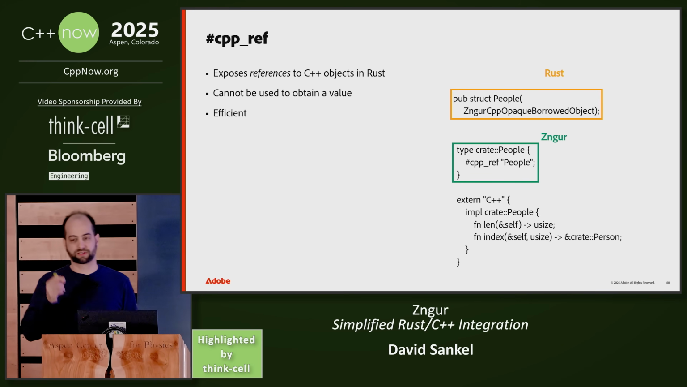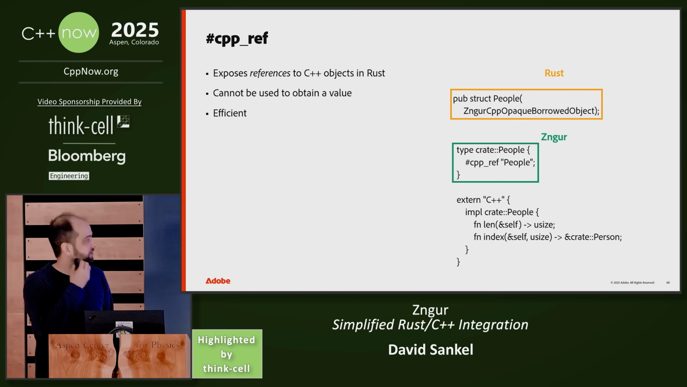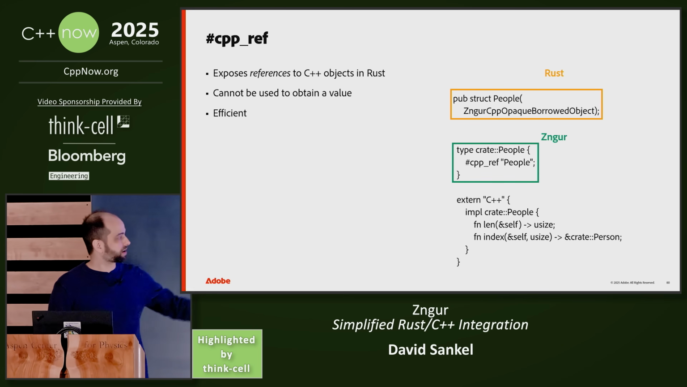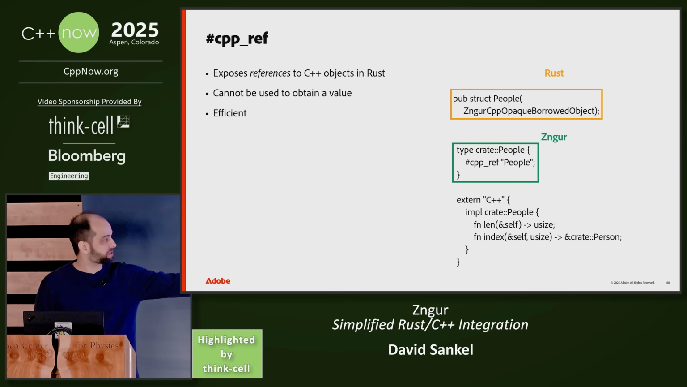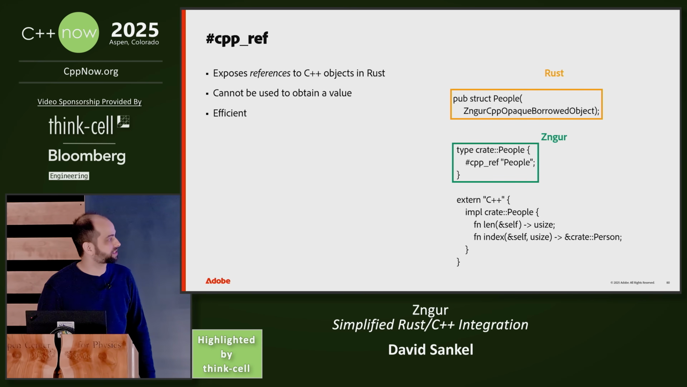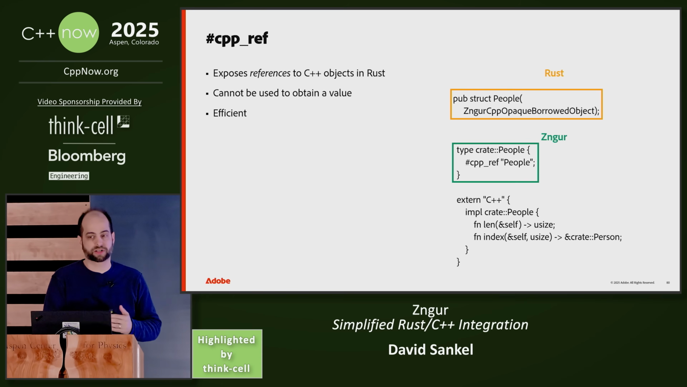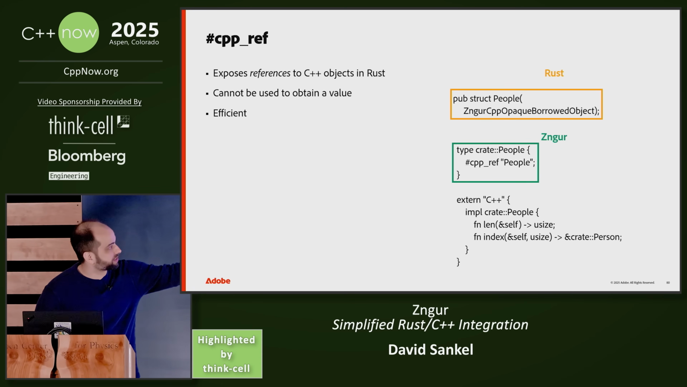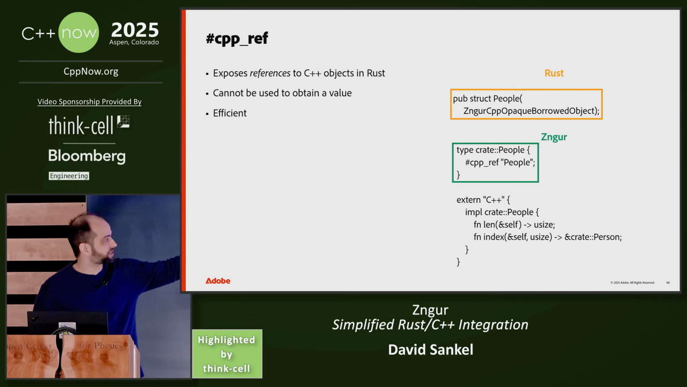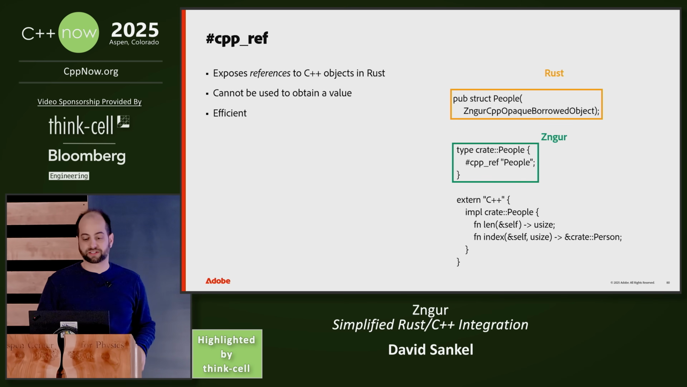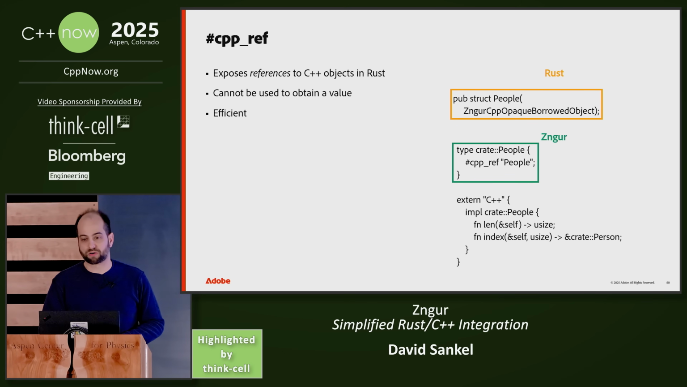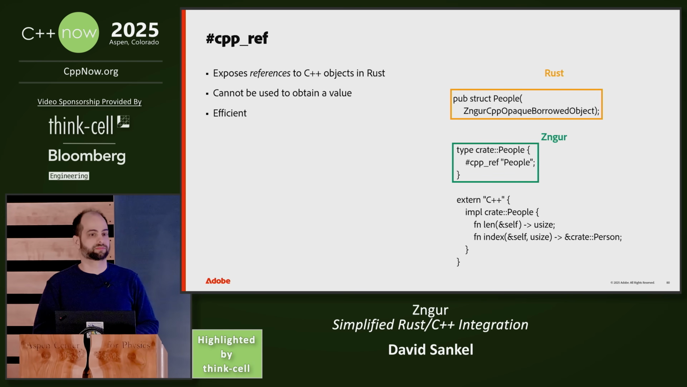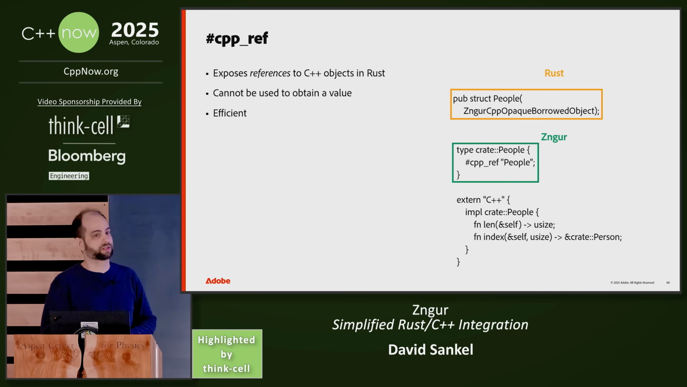Okay, so now for the object itself. On the Zngur side, we say type people. So this is the Rust version of this type. You put this special directive underneath to say this is a C++ reference to people. And then you also need a little bit of boilerplate in your Rust code to say pub struct people, and then you pass in Zngur CPP opaque borrowed object. And that's not generated. That's not generated, no.